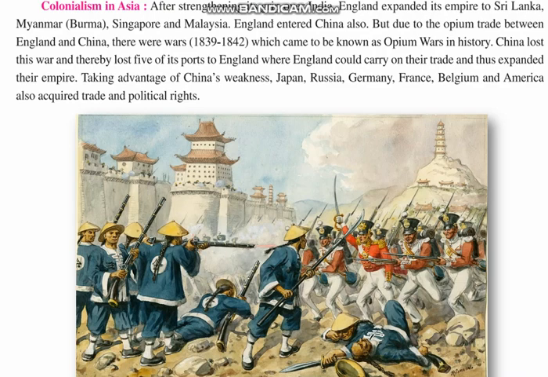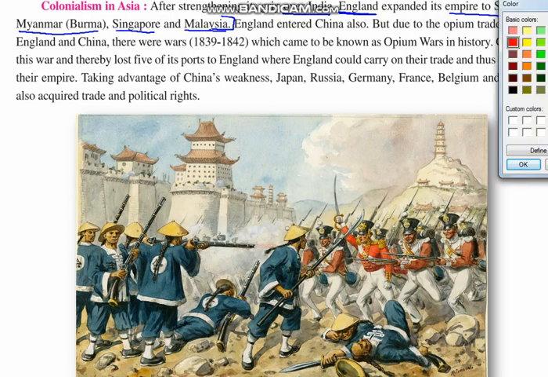Now we are going to see about the colonies in Asia. After getting a standing grip over India, England expanded its empire. Now we know that England came into India as traders, but later on they became rulers, and now they wanted to expand their rule. So they started expanding their empire into Sri Lanka, Myanmar, Singapore, Malaysia. So all South Asian countries were under the rule of England.